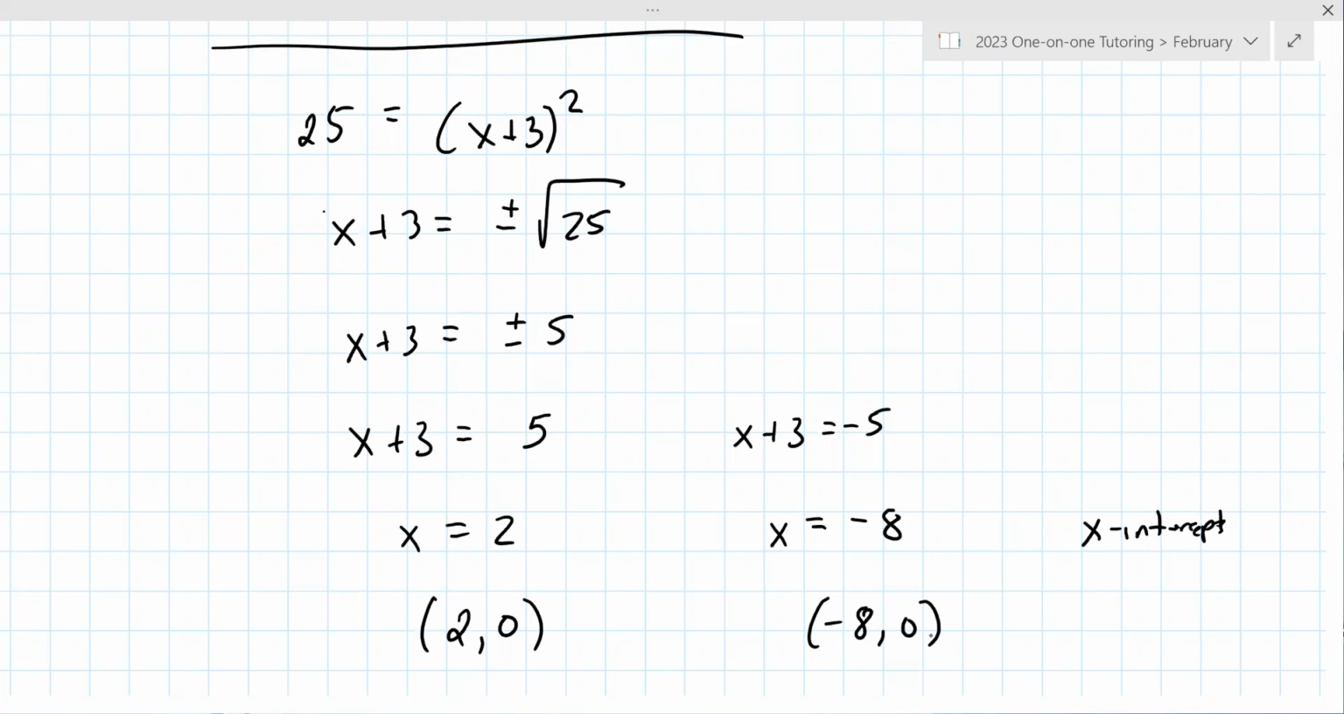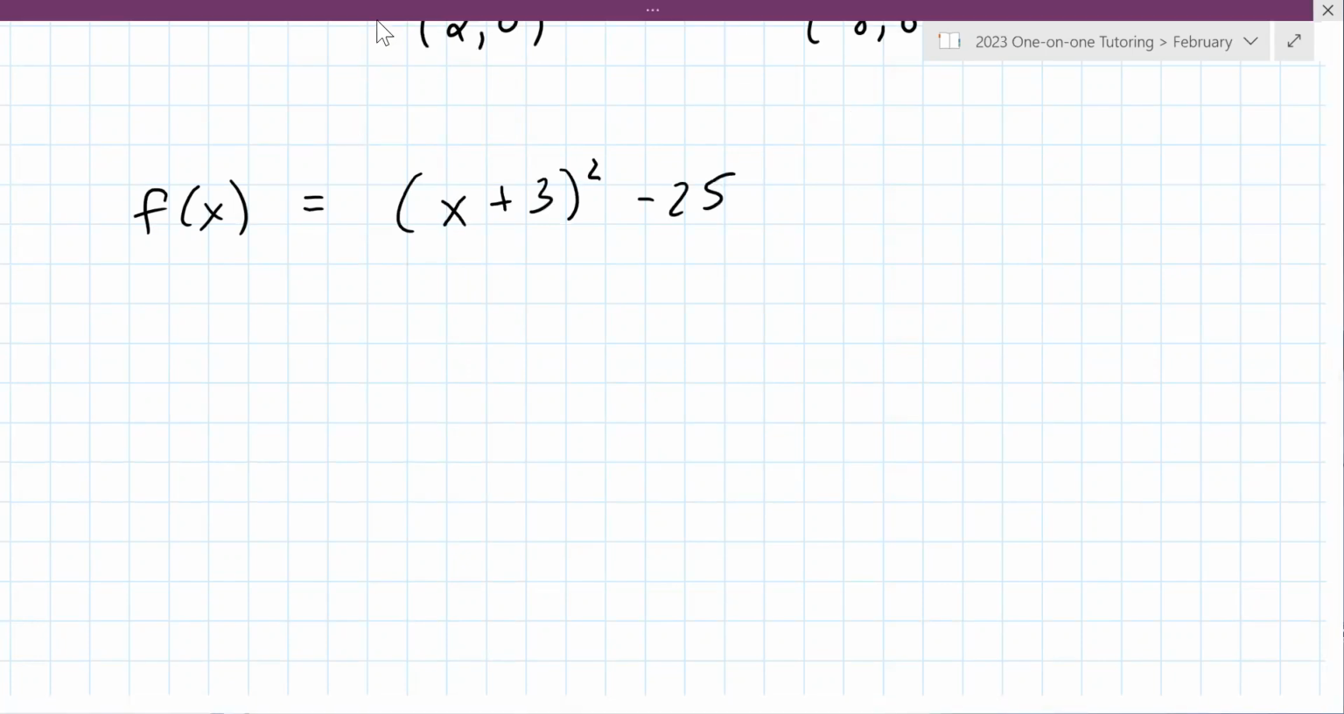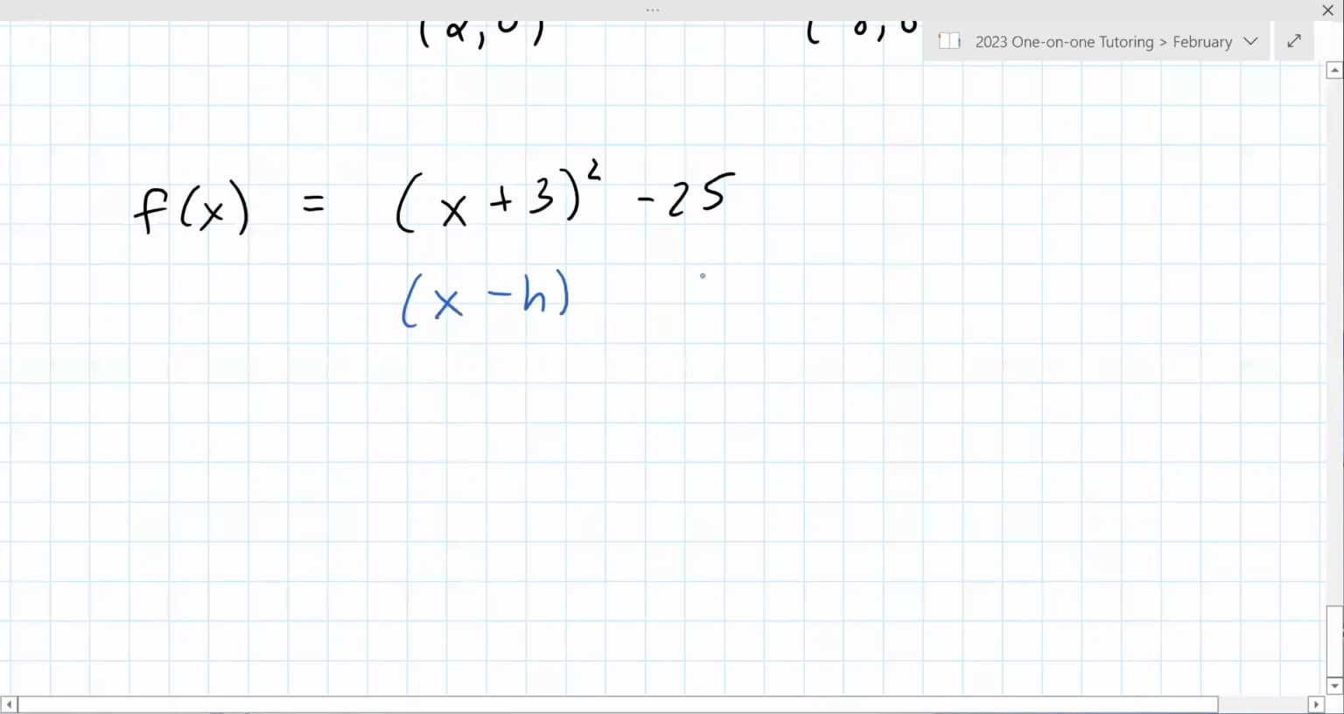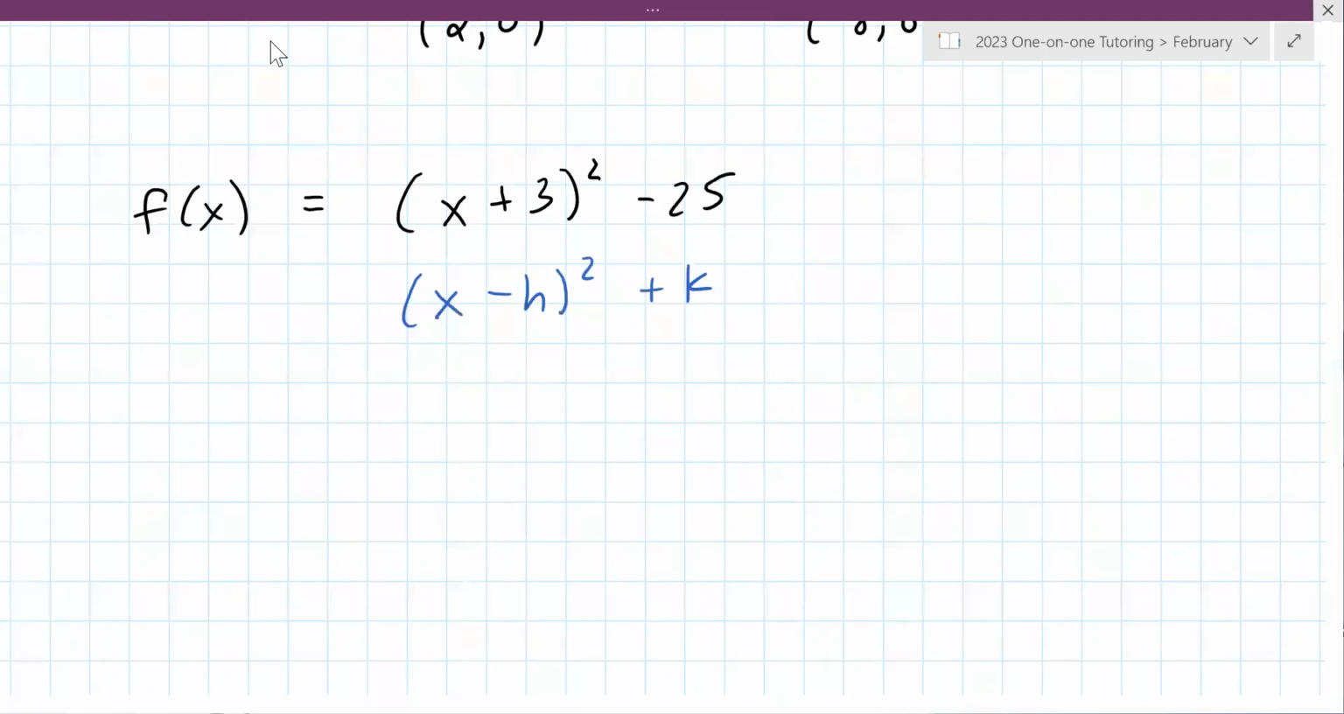And then if there would be a graph, we would plot the points and stuff. We're going to get the vertex next. That's the transformations. The transformations come from vertex form, x plus 3 squared minus 25. Again, the vertex comes from knowing the vertex form, x minus h squared plus k. The vertex is at (h, k).